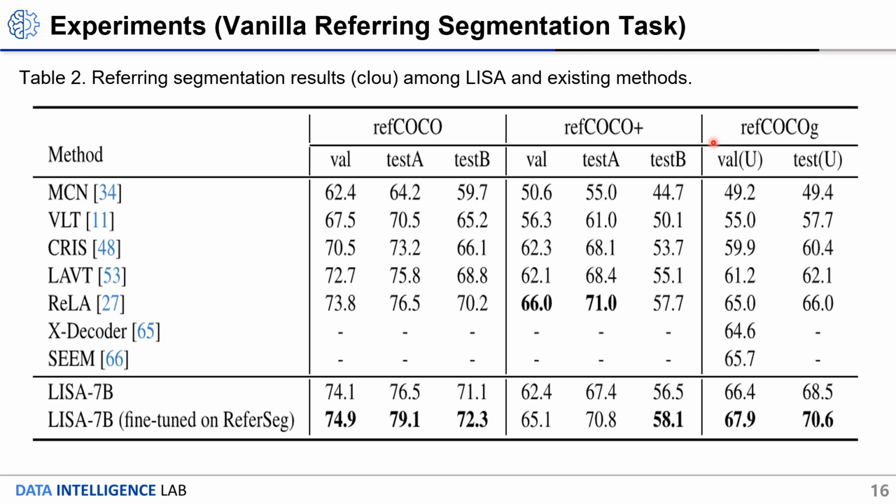including their various validation and test splits. For the key findings, LISA 7B achieved results that are very competitive with, and in some cases better than, existing state-of-the-art methods specifically built for this task. So in short, this table confirms that LISA is not only capable of novel reasoning segmentation tasks, but also maintains strong state-of-the-art performance on the standard referring segmentation benchmark.